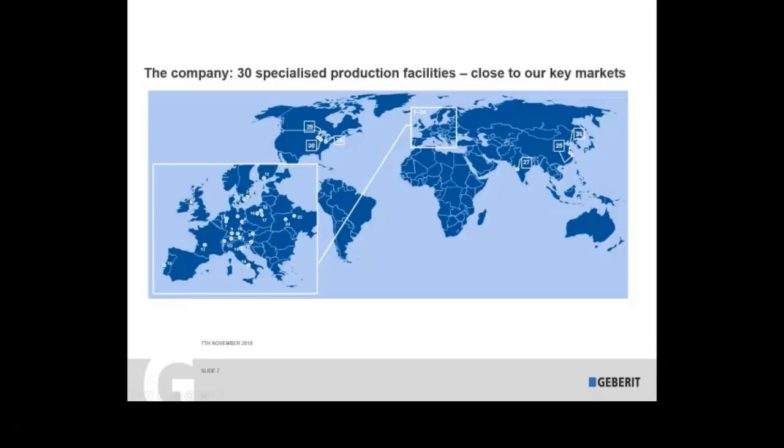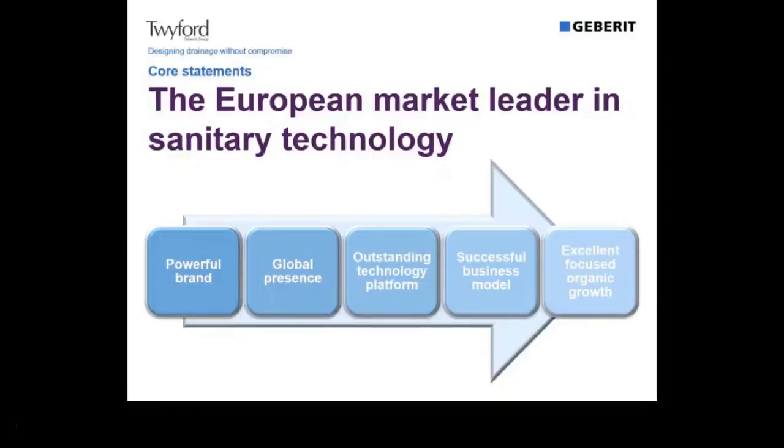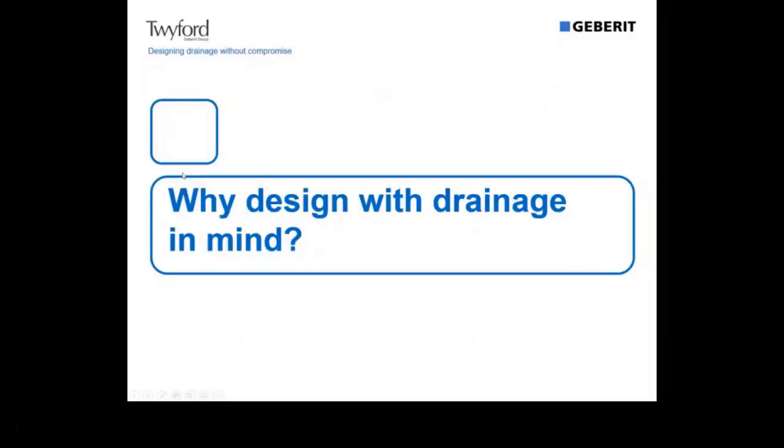We're still a European business based out of Switzerland. Most of our fabrication is still done through Europe, with a little bit done further afield. We have three specialized production fabrication units very close to our market within Europe, so product is always available very quickly. As a European market leader in sanitary technology, we obviously have a very powerful brand with a global presence and great technology, which leads to a good delivered product for yourselves within the market. So that's a bit of information about who Geberit are and what we do.